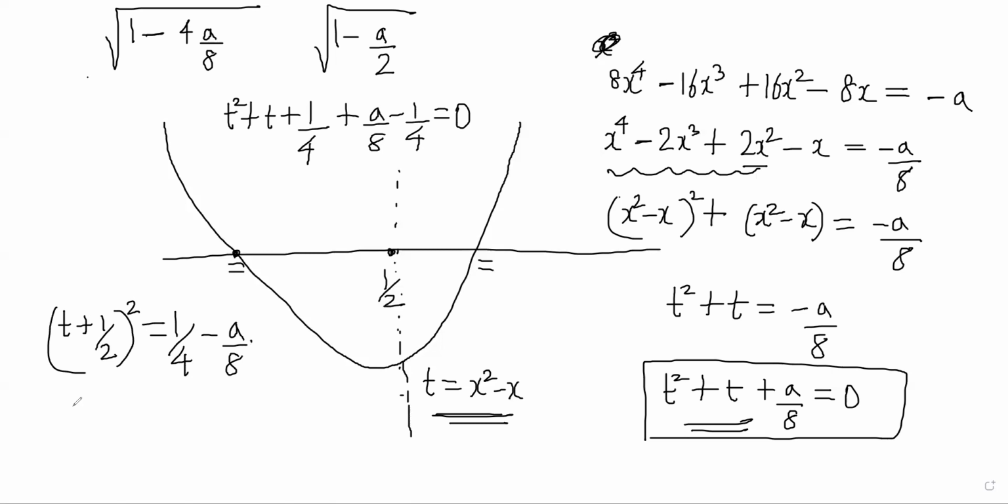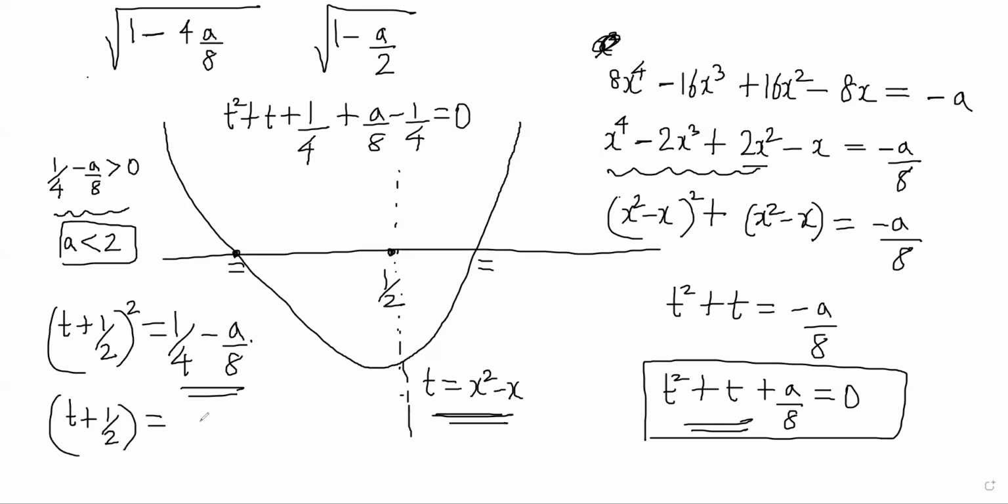So t will have real values if 1 by 4 minus a by 8 is positive. If 1 by 4 minus a by 8 is greater than 0, then t plus half has real values. So 1 by 4 is greater than a by 8, meaning a is less than 2. Now we are getting that if a is less than 2, then t plus half has two real values. And then you have to check x square minus x. Okay.